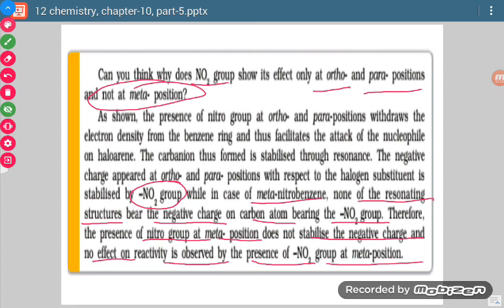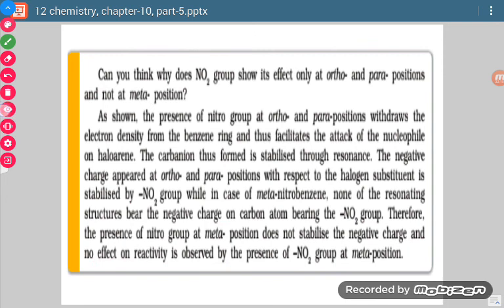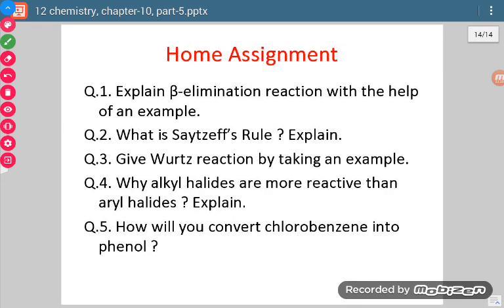So it means if there is development of negative charge at the position where the electron withdrawing group is attached, then that group will be responsible for extra stability of the molecule. On the basis of this, you have to solve these home assignments.